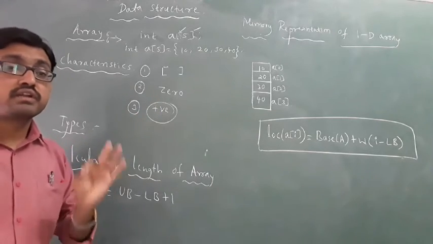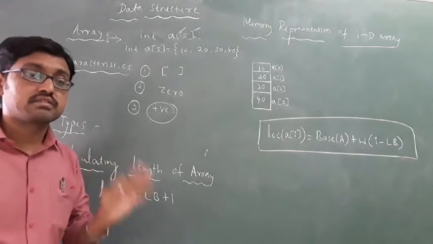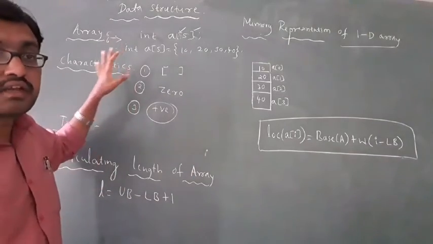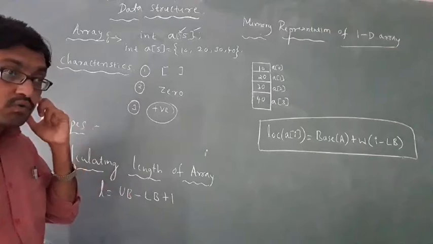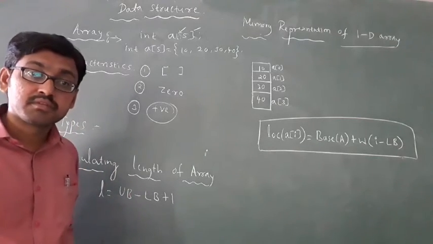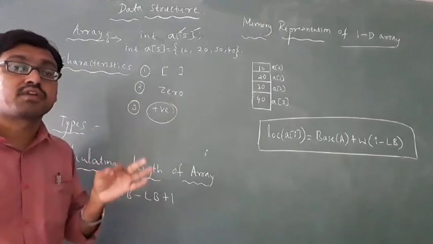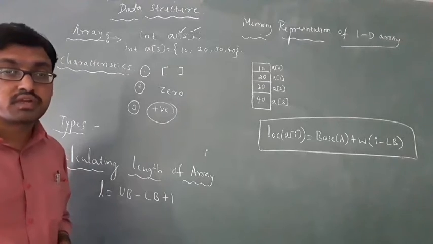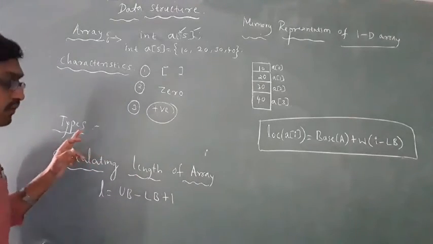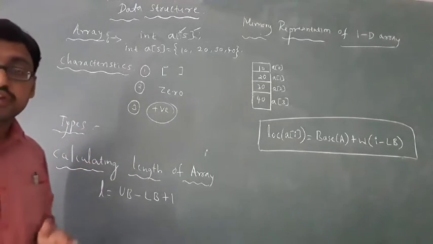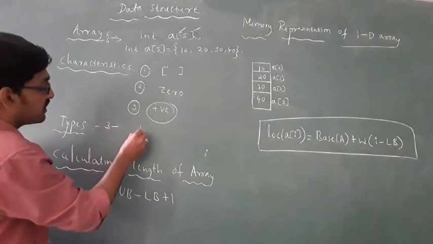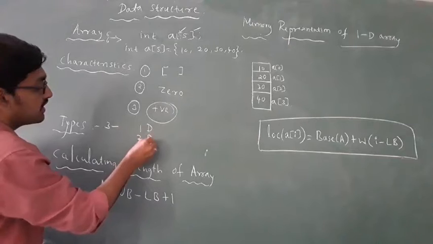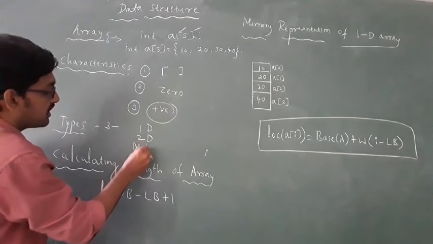These points are asked many times in the exam. First, what is an array; then what are the characteristics of an array, and where will the array start from? It will always start from 0. Then, what are the types of array? There are 3 types of array: first is a 1D array, then 2D, then multi-dimensional array.